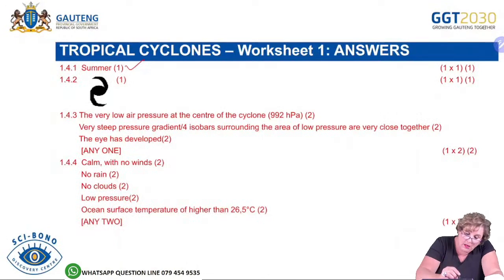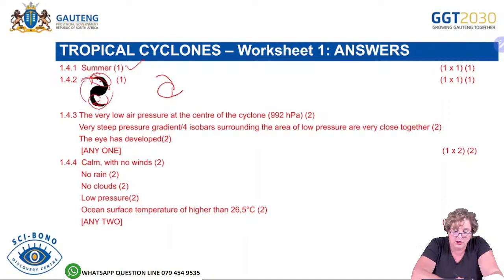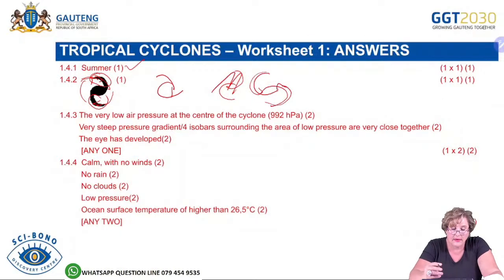Draw the symbol. Here's the symbol. You can also just draw it like that. Remember, we want to see that and that. This is the indication. It is clockwise rotation of air. If it's the other way around, for example, this, that's the same one there. If it is something like this, it shows anticyclonic circulation.